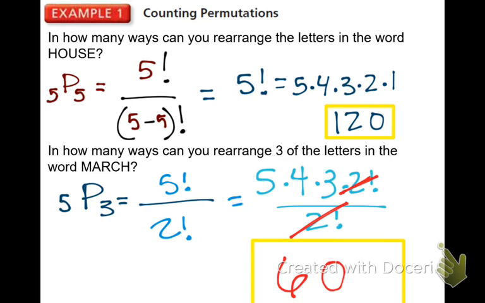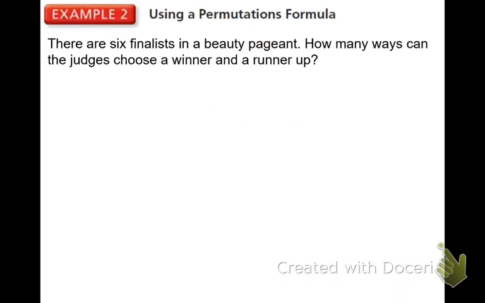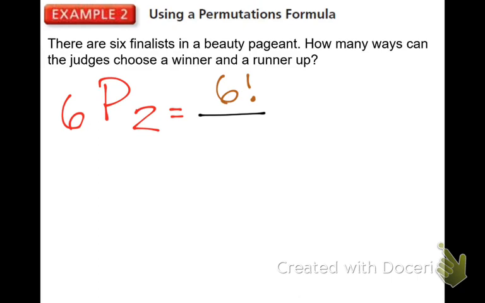Dos más. There are 6 finalists in a beauty pageant. How many ways can the judges choose a winner and a first place loser? Just kidding. Here we are. How many total people are there? 6. And how many places are we talking about here? 2. So in the top, we will have 6 factorial. In the bottom, you would do 6 minus 2, which is 4 factorial.